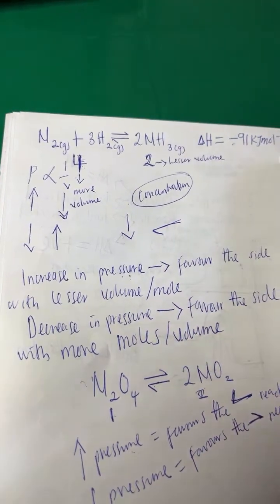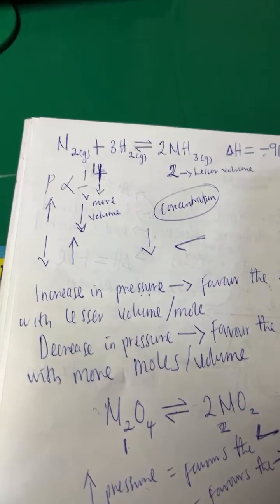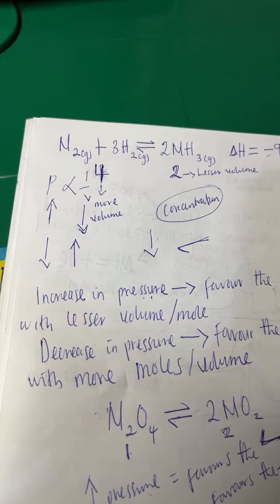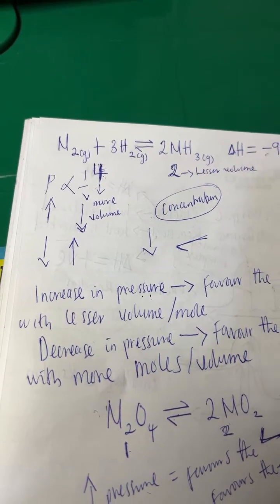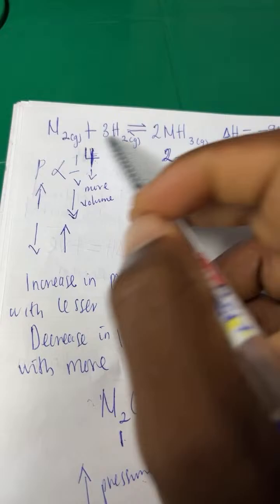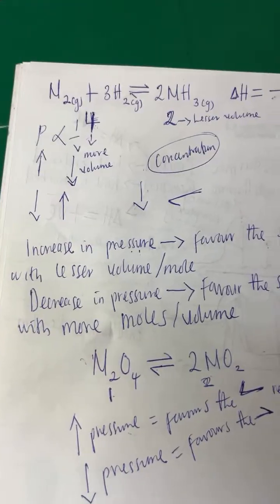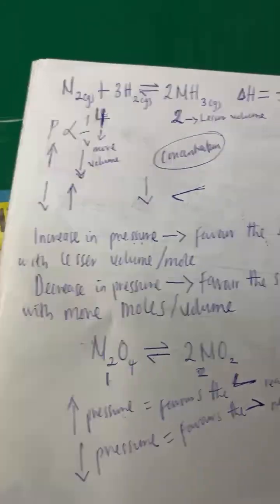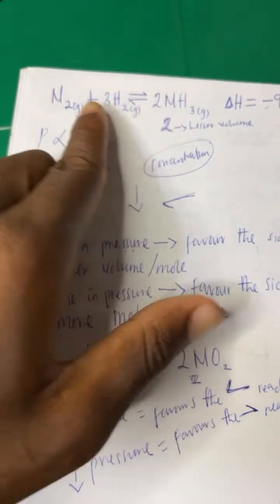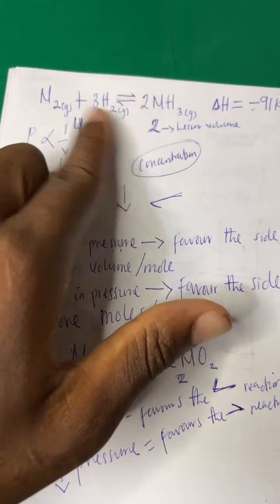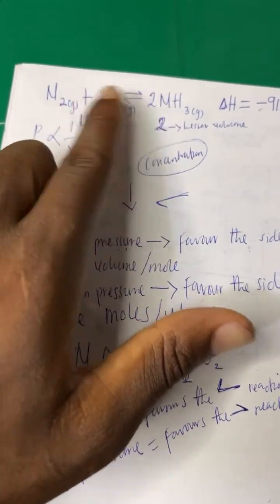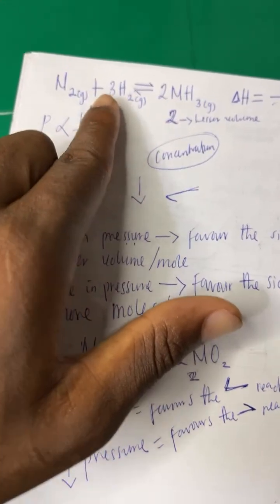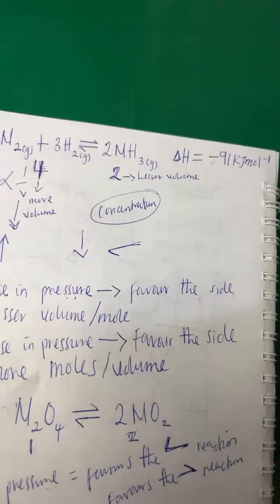But if the concentration decreases, it will favor the side with more moles. It's just like vice versa. So if the concentration is reduced, it will favor the side with more moles. That's the opposite reaction, the reverse reaction, right? I believe you guys understand.